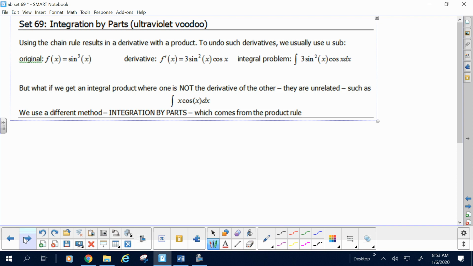Now, when you go to integrate, U sub really undoes chain rule. That's what U sub's main goal is. So if you were to go to integrate that, you'd say, oh, well, that's the derivative of the other. That must have been a chain rule derivative.